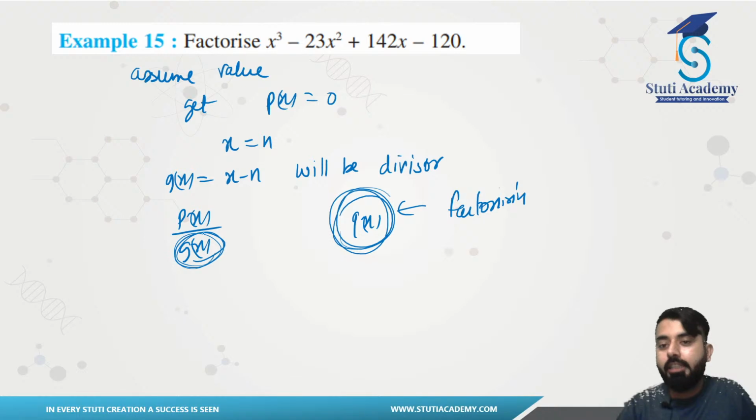This is already in your linear form. If it is not, then you have to factorize this one also. So you will be applying all the methods that you have studied up till now. Then you will be getting the factors of your cubic polynomial. So how are we going to do that?